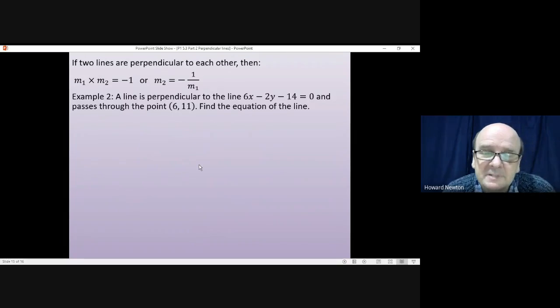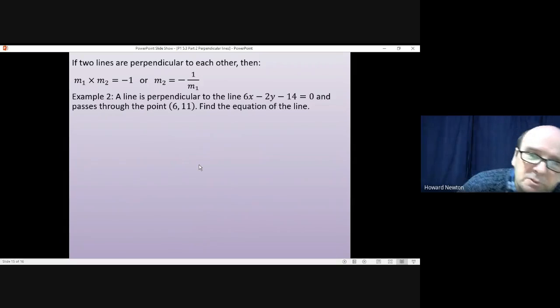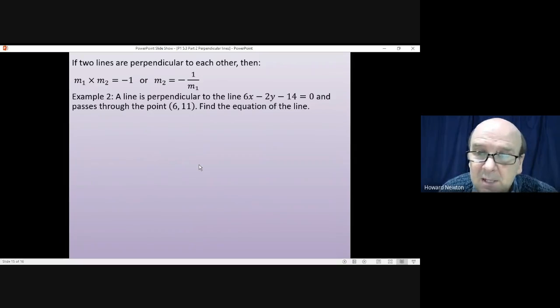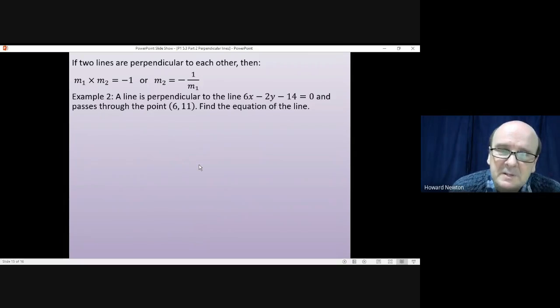Okay, a slightly harder example for you to have a go at. Example 2. We have a line and we're told that it's perpendicular to another line, 6x minus 2y minus 14 equals 0. And we're told that the line that we want to know the equation of also goes through the point 6, 11. Find the equation of the line. I recommend that you use y equals mx plus c. Try and find the gradient first, m, and then use the coordinates of one point on the line in order to find out c. But I'll let you have a go yourself. Pause the video, have a go, and then come back again when you are ready.